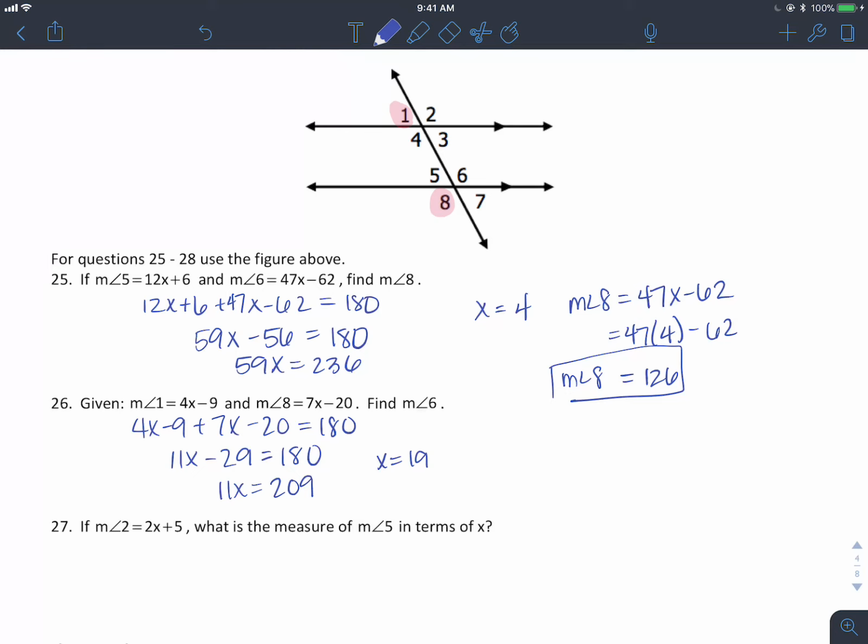Then we have to find the measure of angle 6, which we already said is equal to the measure of angle 8 because they are vertical angles. So it's 7x minus 20. We're going to have 7 times 19 minus 20. So the measure of angle 6 is going to be 113.